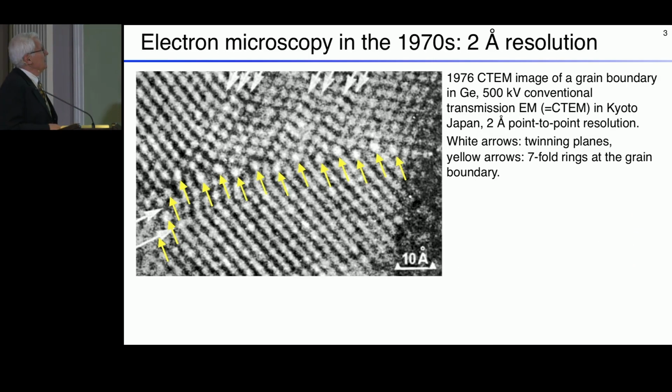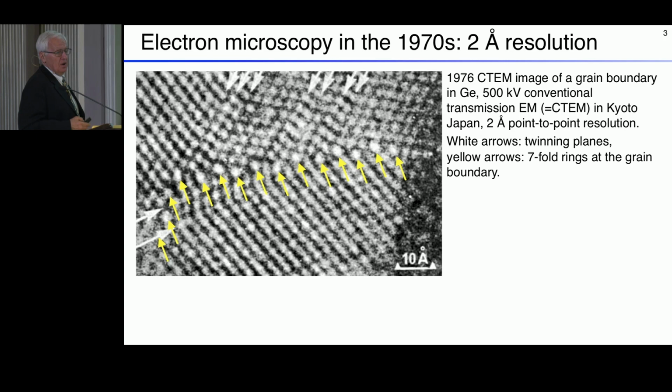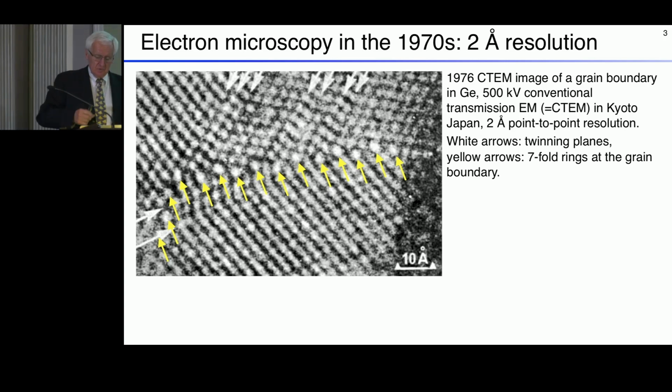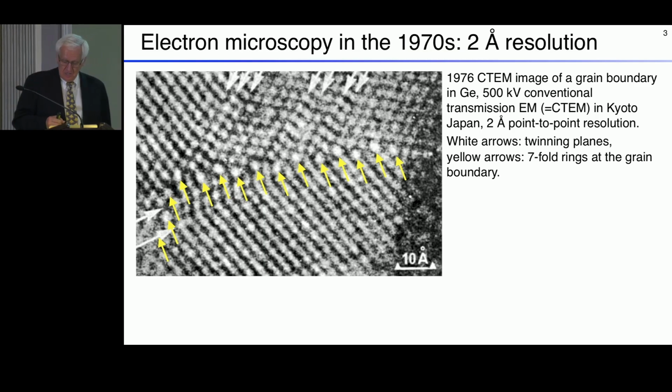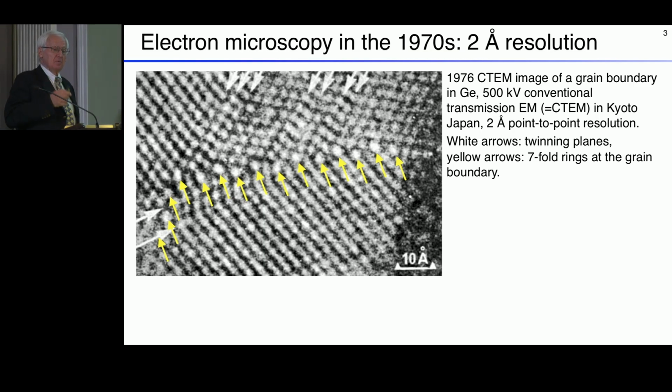So in this overall perspective, people think that aberration correction was needed to get down to atomic resolution imaging of matter. Not true. We knew how to do it back in the 1970s with uncorrected electron microscopes.